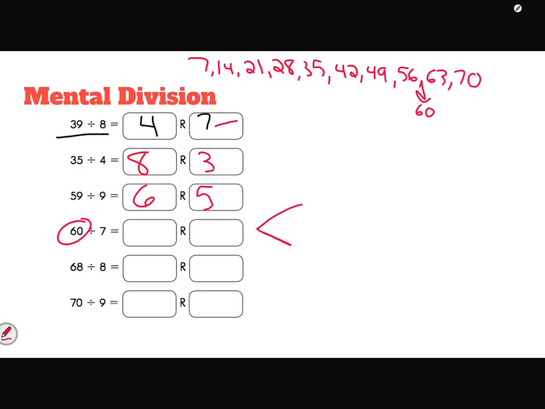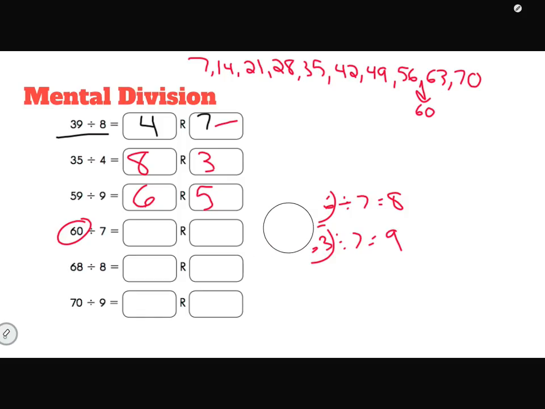So I should pick the two facts that anchor that, which would be 56 divided by 7, which is 8. And I can pick 63 divided by 7, which is 9. Those are the two numbers I would round to, either 56 or I would pick 63, because those are related facts that work with 7.